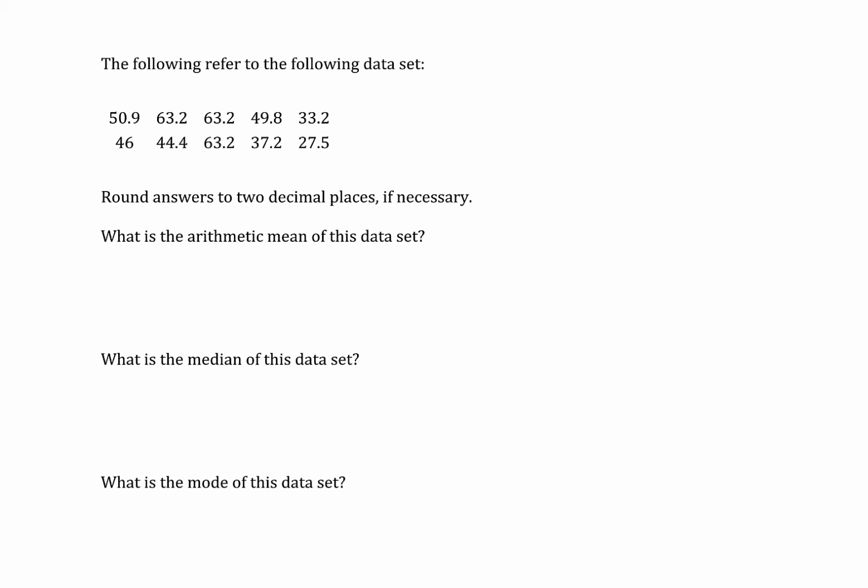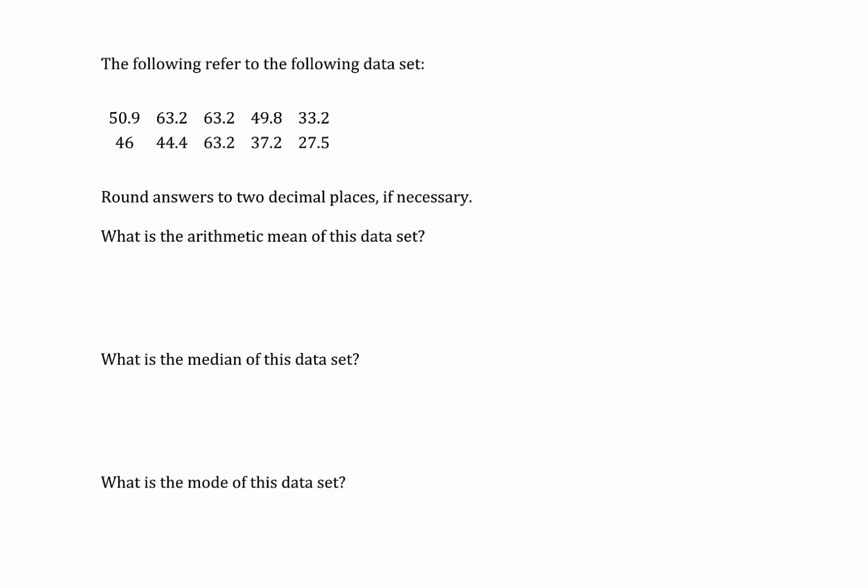The following refer to the following data set: 50.9, 63.2, and so forth. And round answers to 2 decimal places if necessary. What is the arithmetic mean of this data set? And then, what is the median of this data set? And finally, what is the mode of this data set?